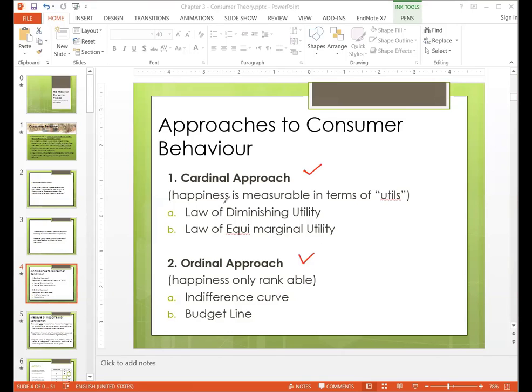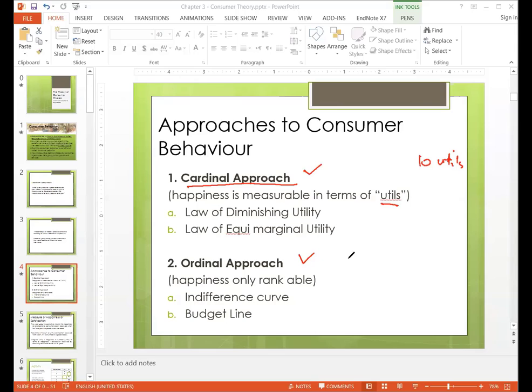So the basic difference is that the cardinal approach says that happiness is measurable. So if you are drinking tea, you can measure how happy you are from that tea, and its units will be utils. So somebody can say that I have 10 utils of happiness while drinking tea. Okay, so what does it mean? That this approach is saying we can measure happiness, but the ordinal approach says that it is not measurable, but we can only rank it.